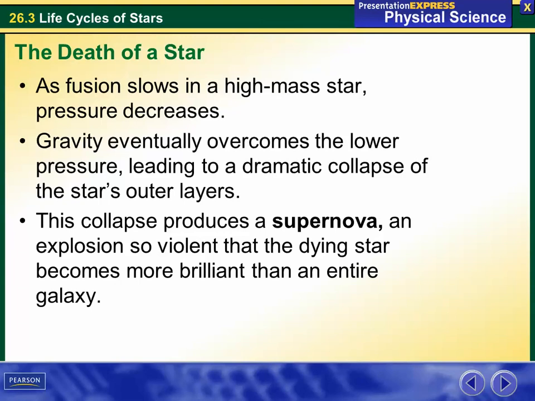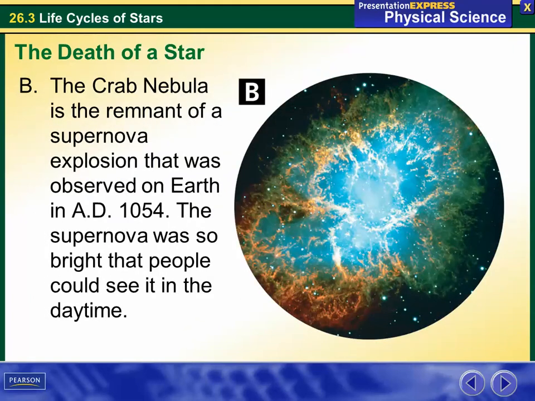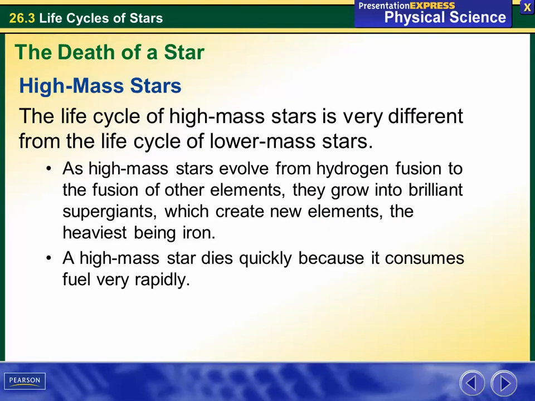Think of our sun and just magnify it, I think, 300,000 times possibly. That explosion creates what's called a supernova. The release of energy makes it more brilliant than an entire galaxy. So supernovas, like I said, this Crab Nebula right here was a supernova, just huge amounts of energy being released. It was even visible during the daytime.